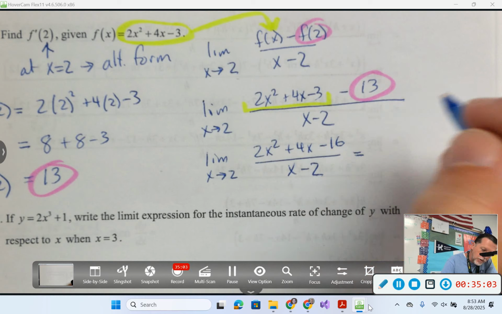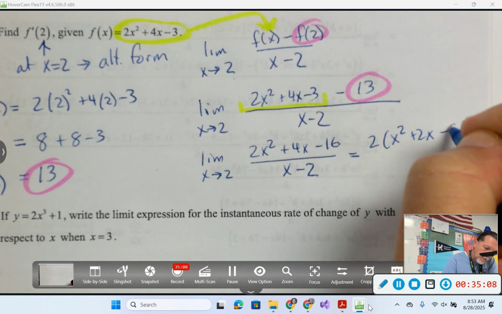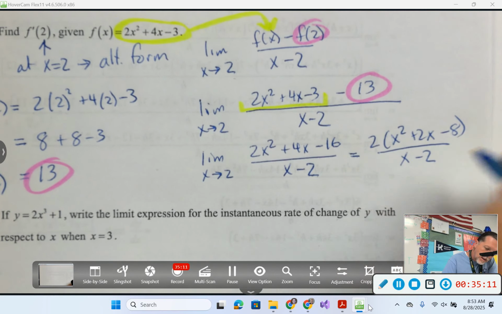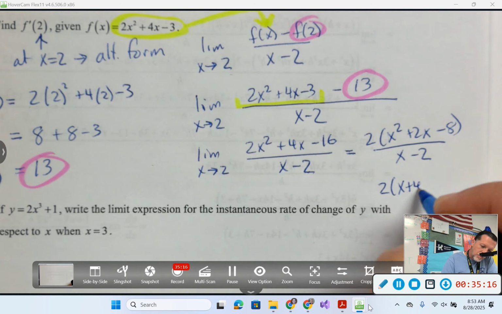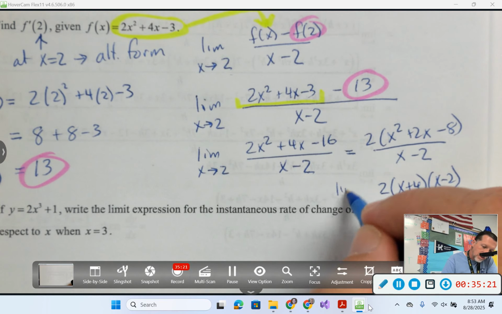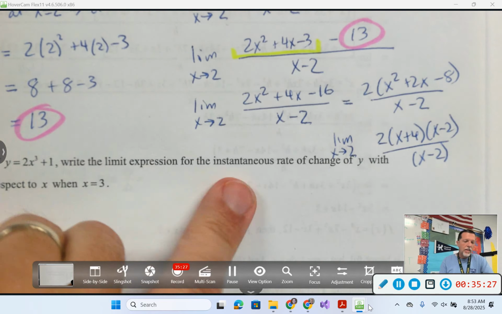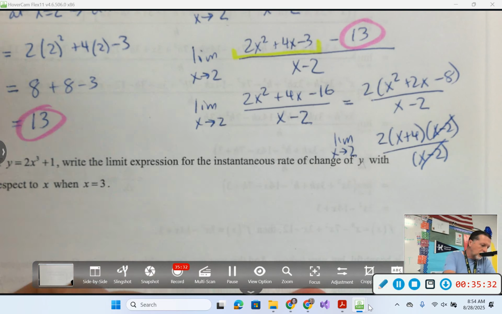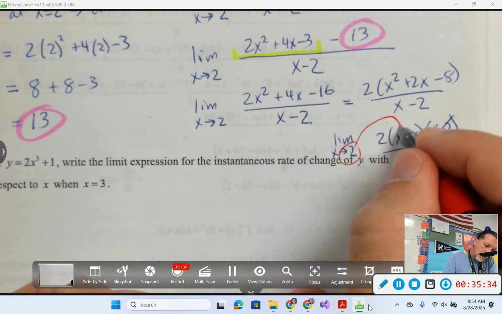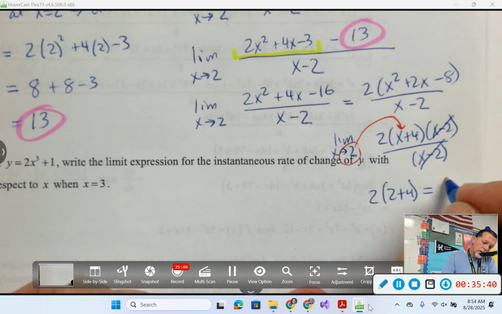So let's factor the top. I can definitely take out a 2. Running out of space here, but 2x squared plus 2x minus 8. That factors nicely. X plus 4 and x minus 2, which is nice because I was hoping the x minus 2 would go away. All right, so now this problem looks like what was on the last test, right? Factor, cancel, substitute again. 2 times 2 plus 4 is 12.